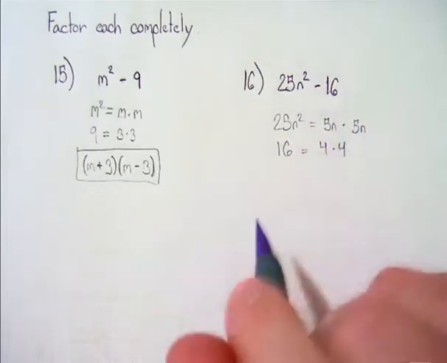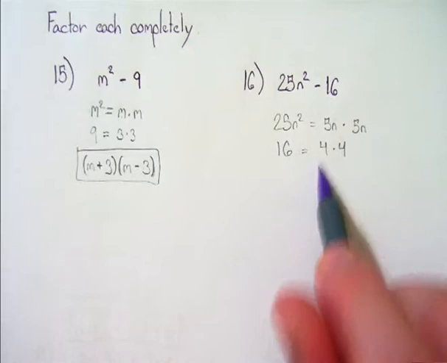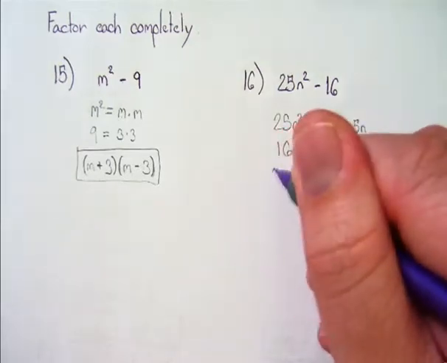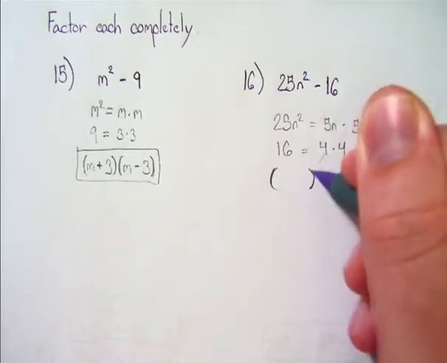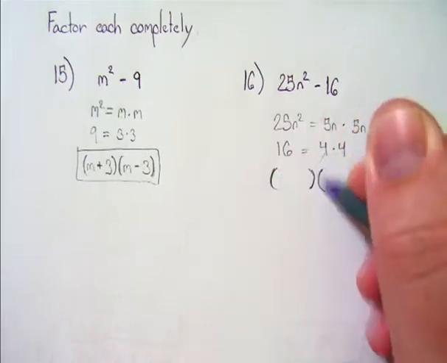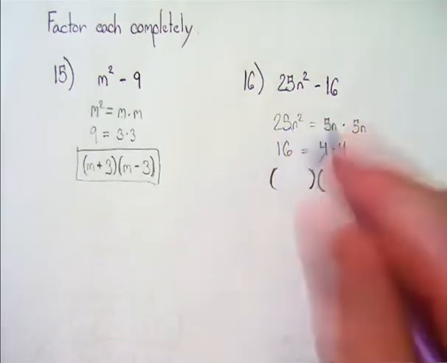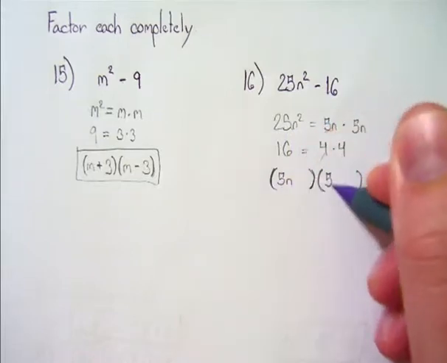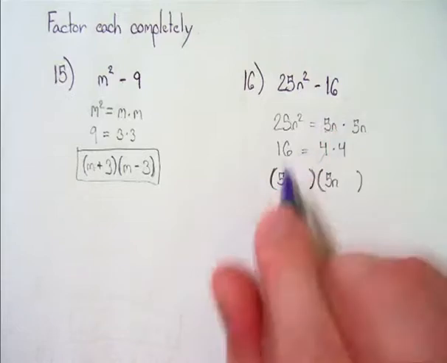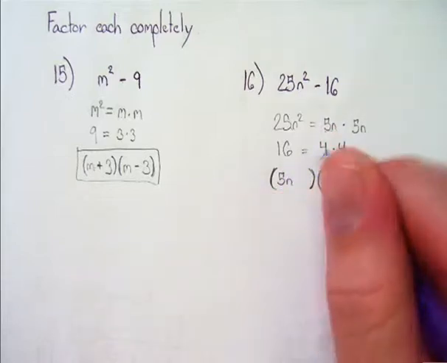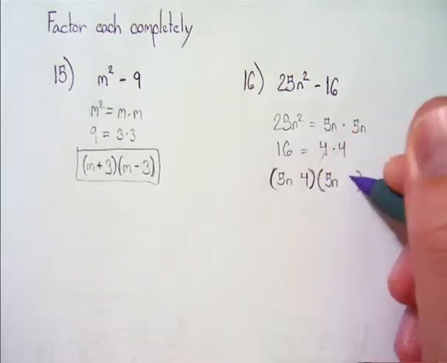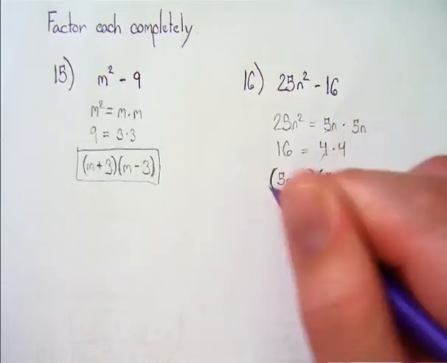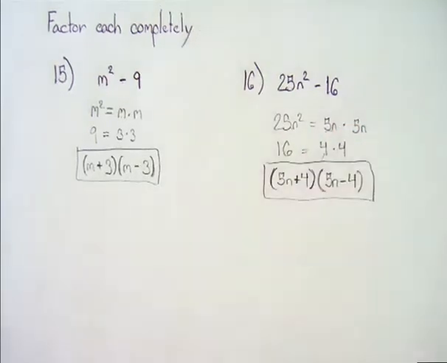Notice I'm not taking this all the way down to prime factorization, but I am noticing that 16 is 4 times 4. So I can write my two binomials by taking the square root of the first term, which is 5n, in both. And then for the second terms, it's going to be the square root of 16, which is 4. Add one, subtract the other, and this is now factored.